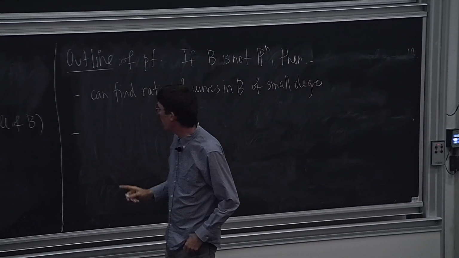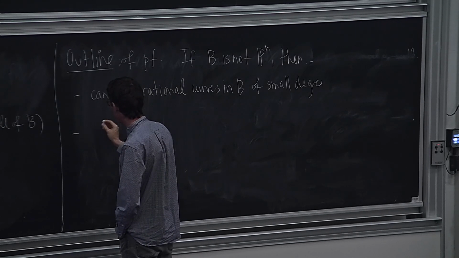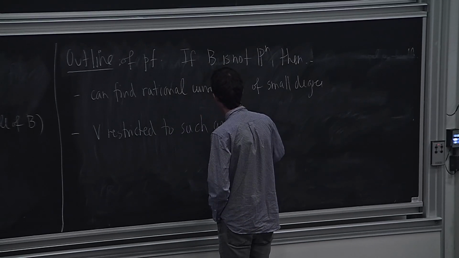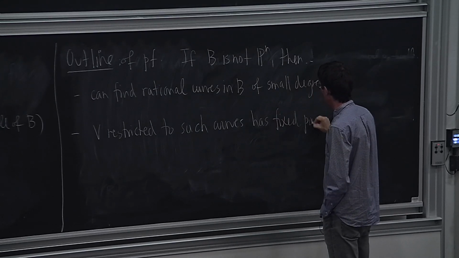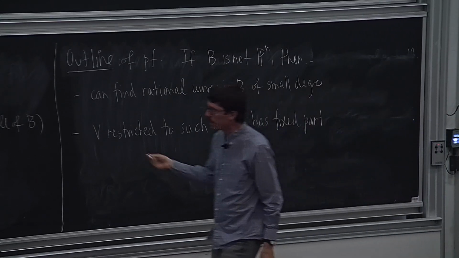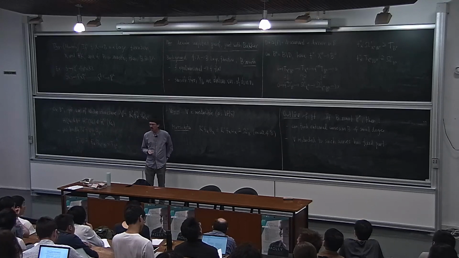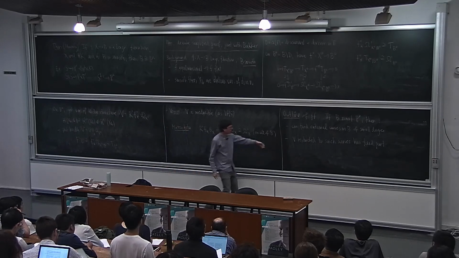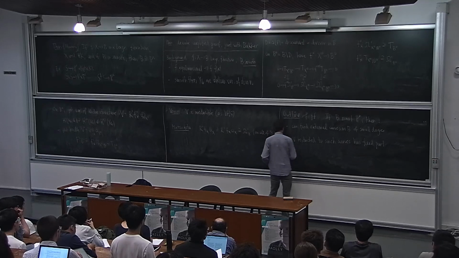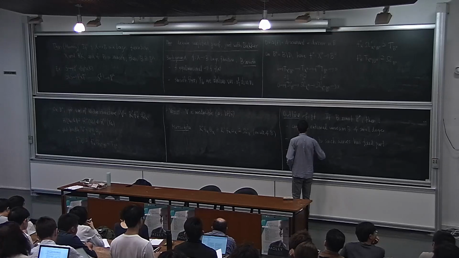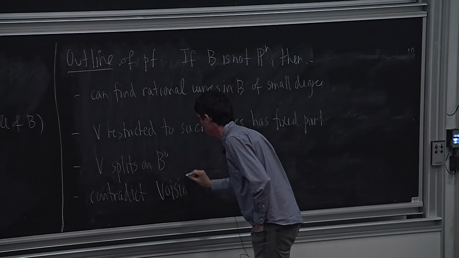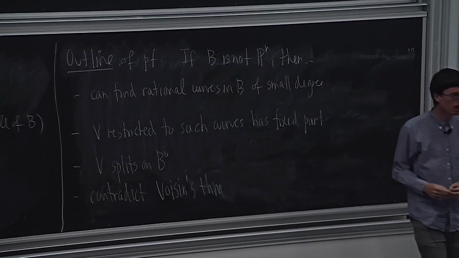And then we use a Hodge theory argument to show that this variation of Hodge structure, V restricted to such curves, has a fixed part. Okay, so when I restrict this V to one of these curves of small degree, it splits up into a trivial part and a non-trivial part. And then you can argue that because there are a lot of these curves, and they cover the space, one can go from here by some complicated argument to showing that V has to split not just on each of these curves, but on all of B. So then V splits on B0. And then, of course, that contradicts Voisin's theorem. Okay, so that's the logic of the argument.